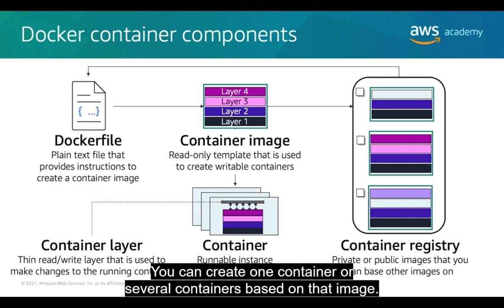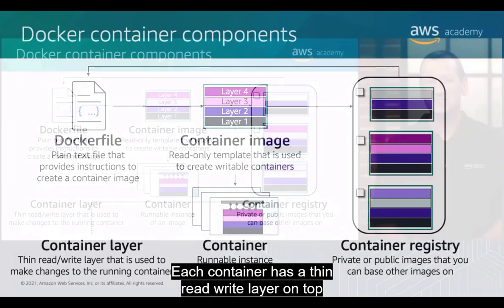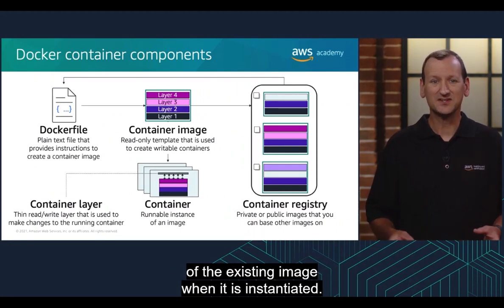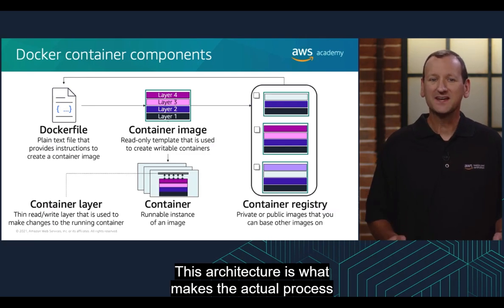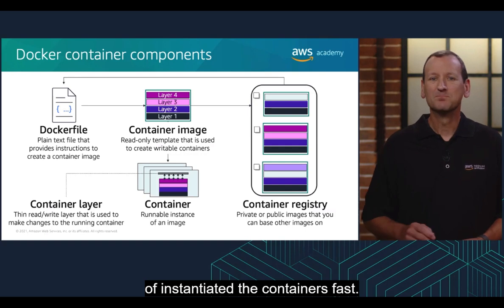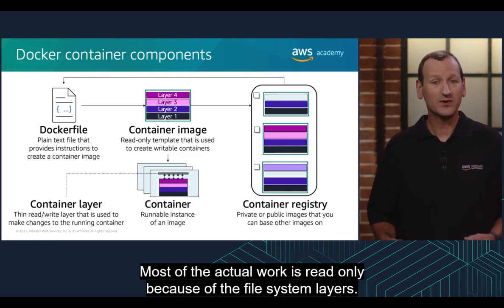You can create one container or several containers based on that image. Each container has a thin read-write layer on top of the existing image when it is instantiated. This architecture is what makes the actual process of instantiating the containers fast. Most of the actual work is read-only because of the file system layers.